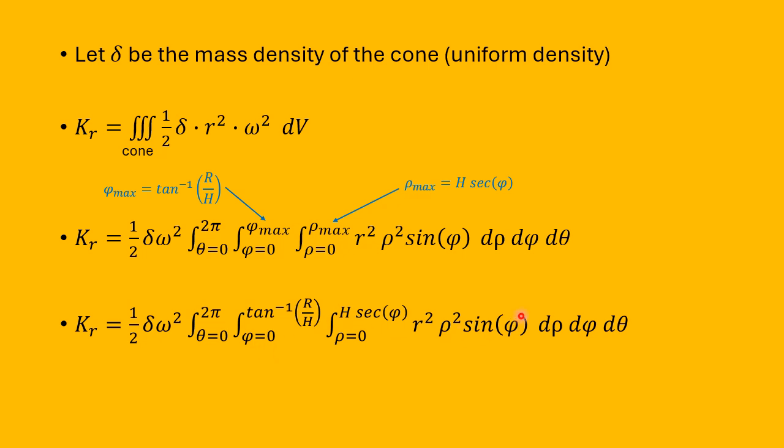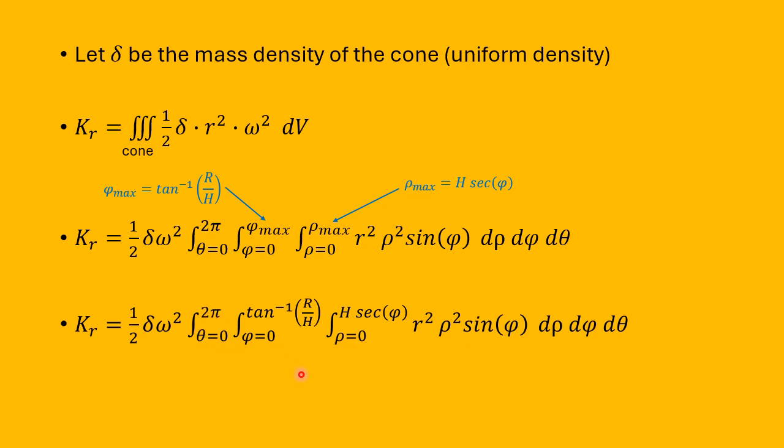When we evaluate this iterated integral, we'll first be integrating with respect to rho, where rho goes from 0 to h secant phi. After we calculate this inside integral, the next thing we'll do is integrate whatever that was with respect to phi, where phi goes from 0 to the inverse tangent of r over h. And once we've evaluated that, we then will integrate with respect to theta, where theta goes from 0 to 2 pi.